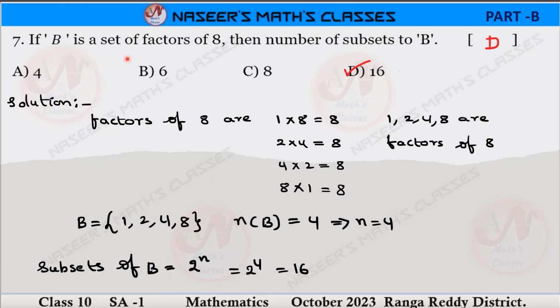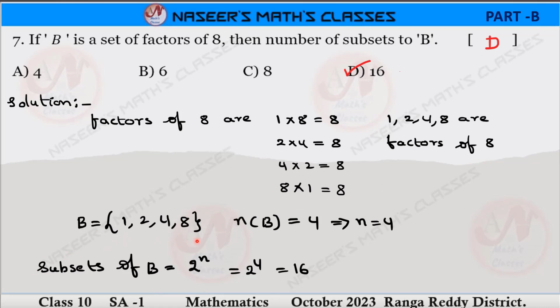Set B is the set of factors of 8, find the number of subsets of B. So factors of 8 are written as 1 into 8 is equal to 8, 2 into 4 is 8, 4 into 2 is equal to 8, 8 into 1 is 8. So here 1, 2, 4, 8 are the factors of 8. So set B is written as 1, 2, 4, 8.